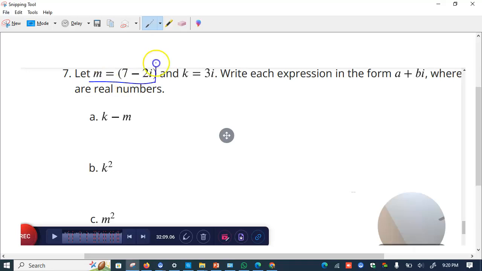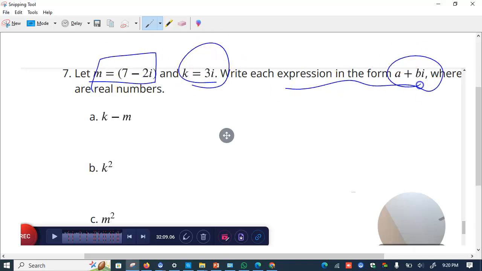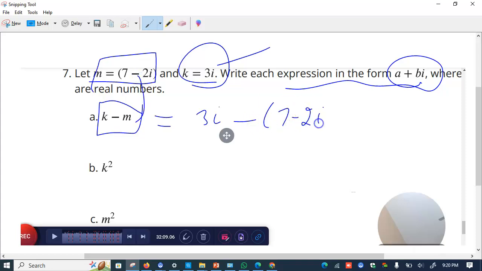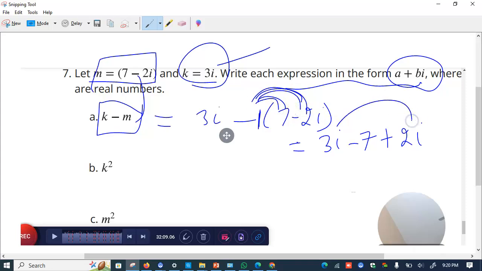So they give you two complex numbers, this, and you are supposed to do this. First is k minus m. K is 3i, so 3i minus, and m is 7 minus 2i. Now, it means this is -1. Multiply -1 to both. You get 3i minus 7, and minus minus is plus 2i. Because you're just using the distributive property, and then write the real part first, which is this, and these are the imaginary parts, which are like terms, and they combine, and you're done.